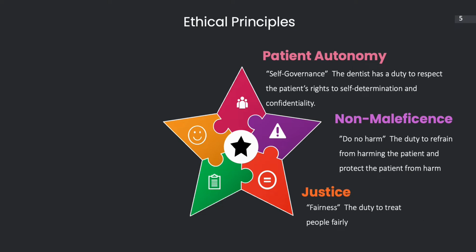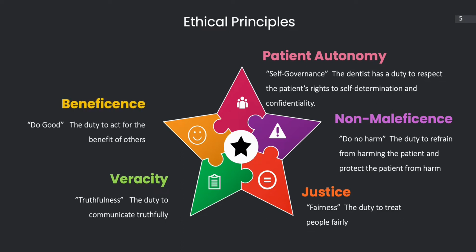Third, we have justice, otherwise known as fairness. This is simply the duty to treat people fairly across all categories that you could possibly think of, fairness across all humans. Veracity, also known as truthfulness, is the duty to communicate truthfully, regardless of the circumstance. And finally, beneficence. This is also simply known as do good, or otherwise the duty to act for the benefit of others.